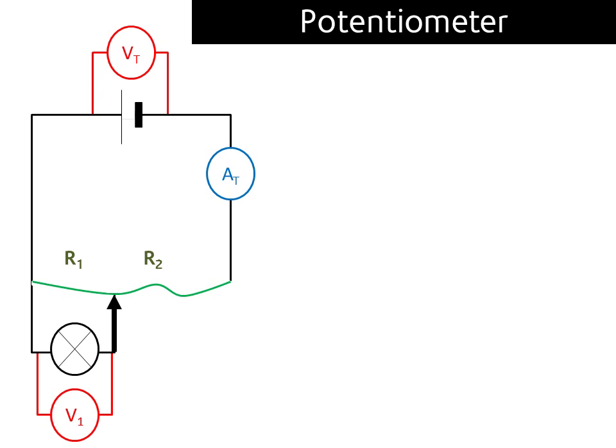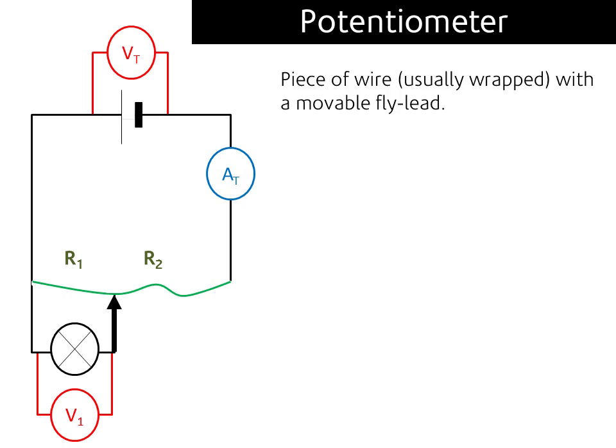Now what we have here is a bulb, as with the potential divider, and the bulb cannot take all the voltage, all the potential difference that's provided by the cell. So we have to try and split that potential somewhere. So really, a potentiometer is a type of potential divider.